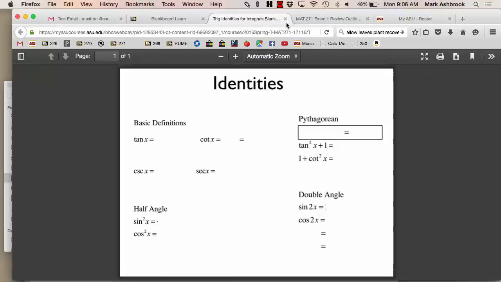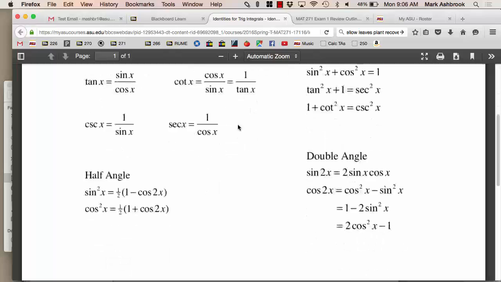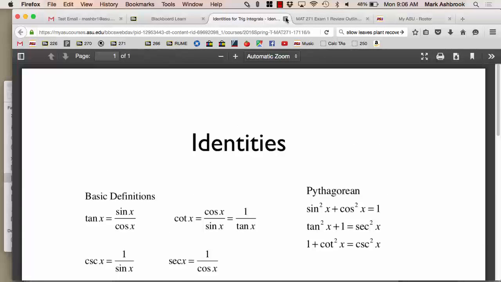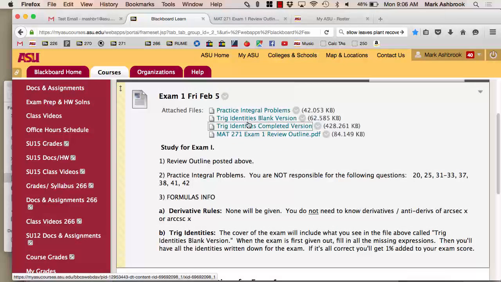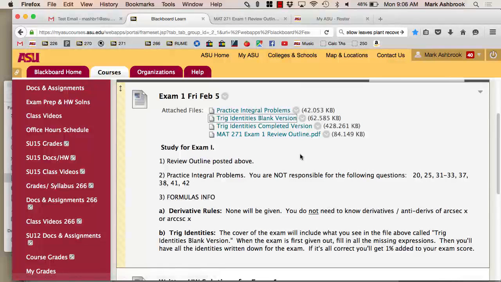There's a blank practice version that looks just like it, and then I posted the completed version right below it. Okay, there's the completed version posted, and then the blank version, which you will have on the front of your exam. You'll just write them down, take a minute or 2 to do that, and then you'll have them all for the exam. Make sense? That's all explained right here. If it's all correct, you get 1% added to your exam score.